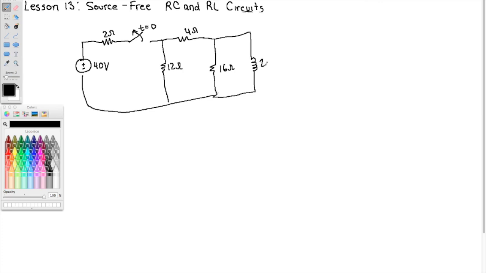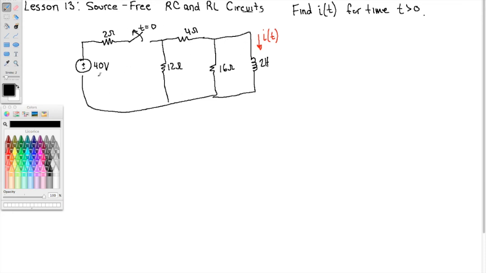And this is a 2 Henry inductor, and we are interested in the current traveling through that inductor, call that I of t. So we're going to say find I of t for time greater than 0.